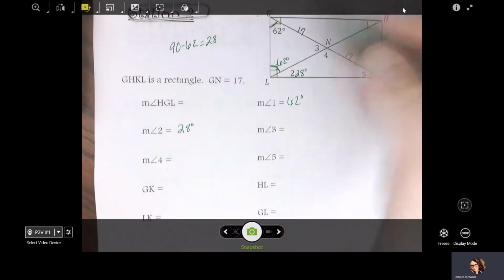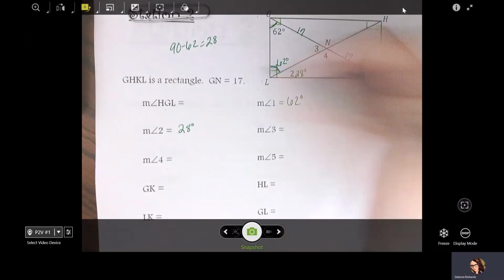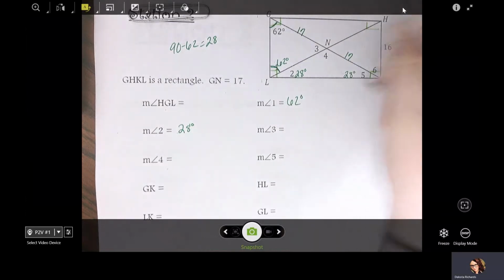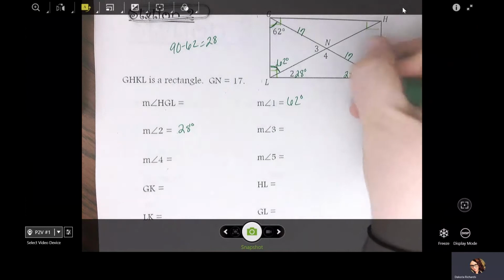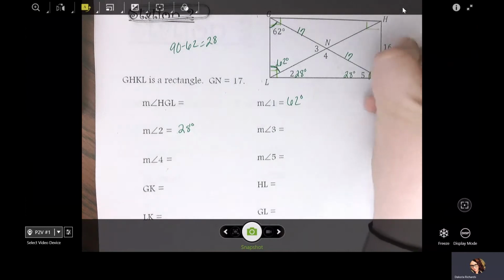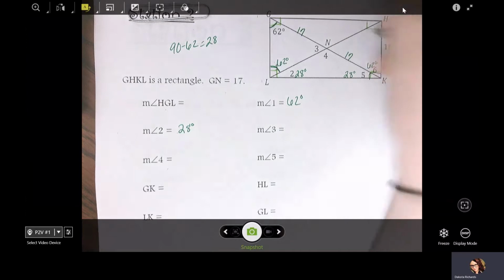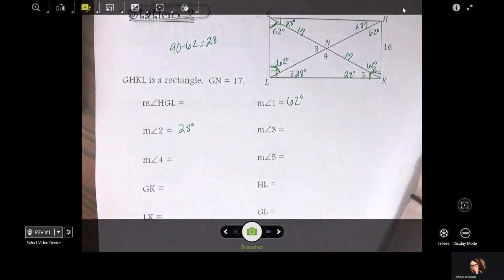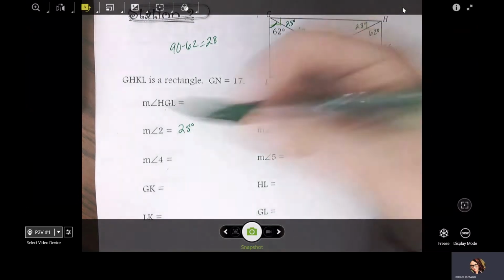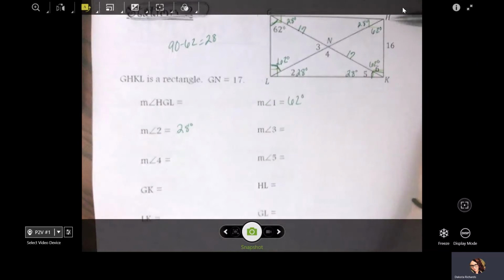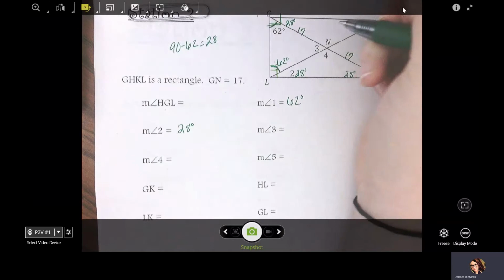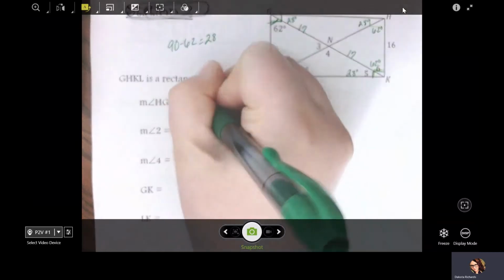All right, I want to go ahead and fill in all the angles from here. So angle 5 is just 28 degrees. Angle 6 is just 62 degrees because 28 plus 62 is 90. You know that whole thing is 90. And we've got isosceles triangles here. That's 28 and that's 28. All right. The measure of angle HGL. HGL is that entire angle, which is just 90 degrees.